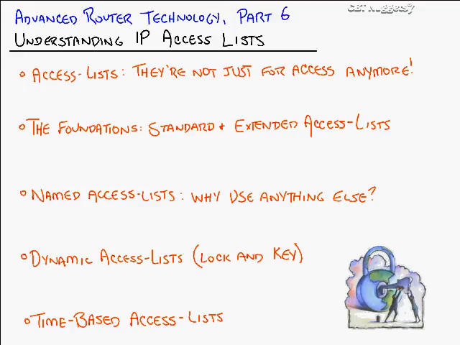From there, we'll get into dynamic access lists. Cisco also calls this lock and key. This allows you to have a user authenticate to your router. And when they authenticate, they are allowed access from the device they authenticated from for X amount of time. And you get to define how long they have access and what they have access to.